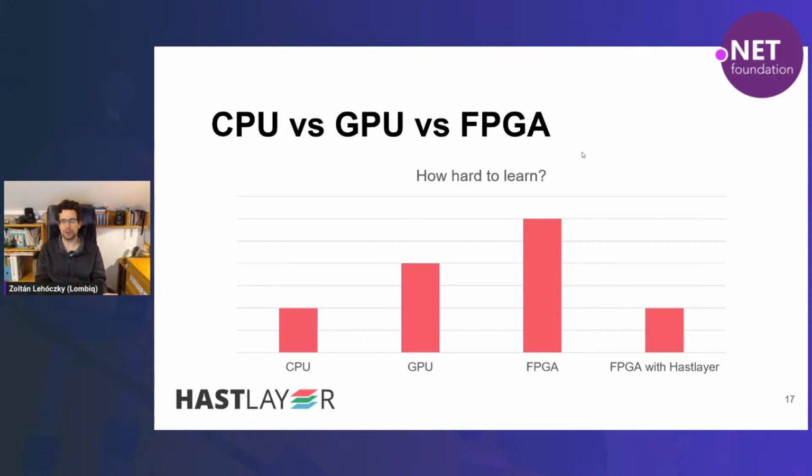It's super low level. It can be fun if you like these kinds of things, but still it's super low level. But what we aim to achieve with tools like Hastlayer is to bring this complexity down all the way to the software development level.